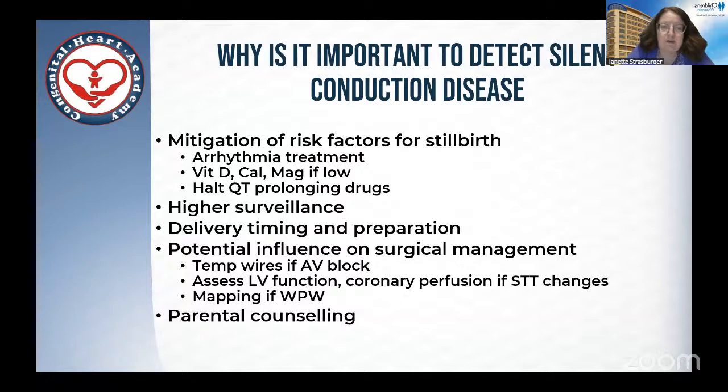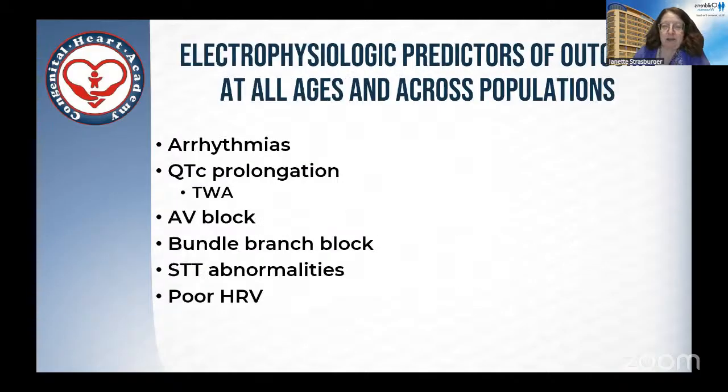You can increase your surveillance of the fetus. And this is especially important with Ebstein's malformation. And I'll show you some examples of how Ebstein's progresses between the second and the third trimester. And you can look at delivery timing. We're sort of taught that 39 weeks is ideal for the baby with congenital heart disease, but is that really true for all of the Ebstein's patients? You can look at potential influences on surgical management, like, do they require some kind of an EP study for WPW or assessment of LV function or temporary wires if there's some transient heart block. And finally, it can be important in parental counseling in conjunction with the echo findings.